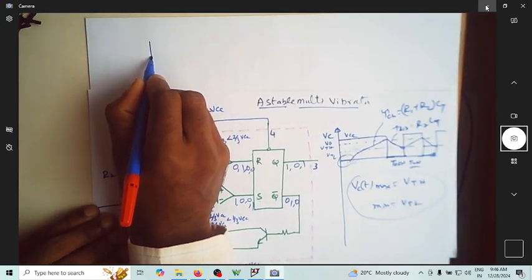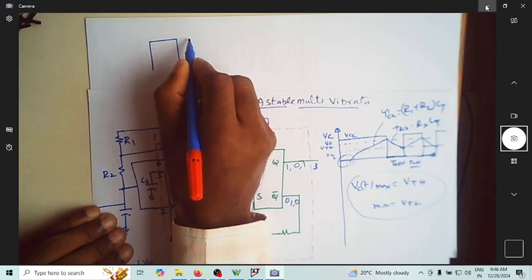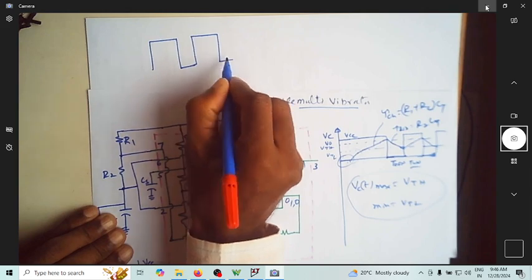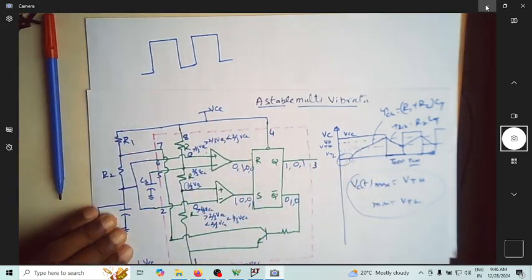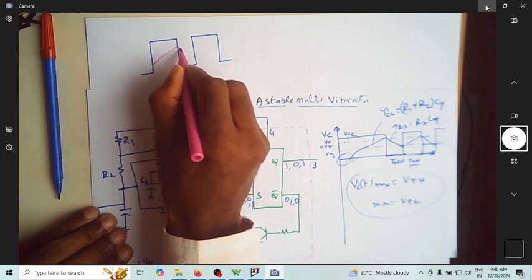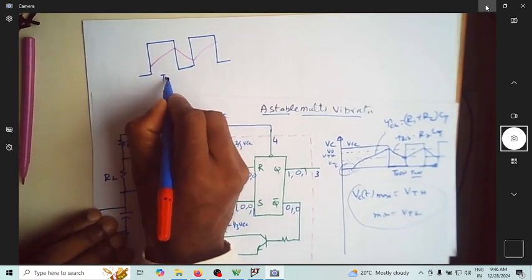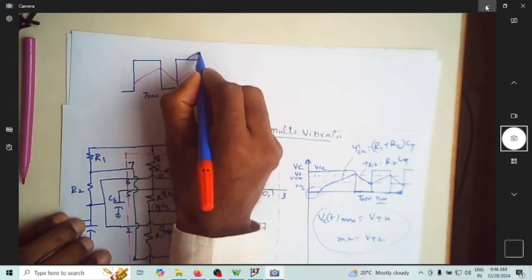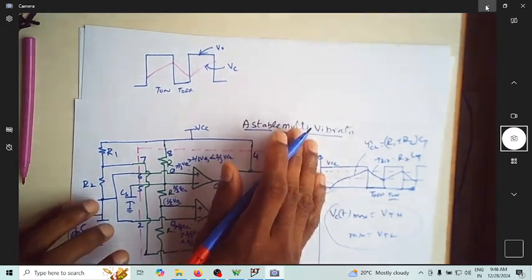Of course, we already derived the expression for the on time and off time in the case of square wave generation using an op amp. The same concept is used here. So let me take the stabilized waveform where the capacitor is already stabilized to VTL and VTH values. This is T on, this is T off. Now this is my V0 waveform, and this is my capacitor waveform.